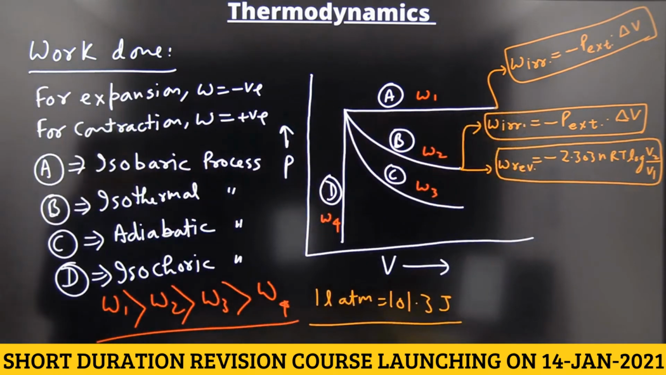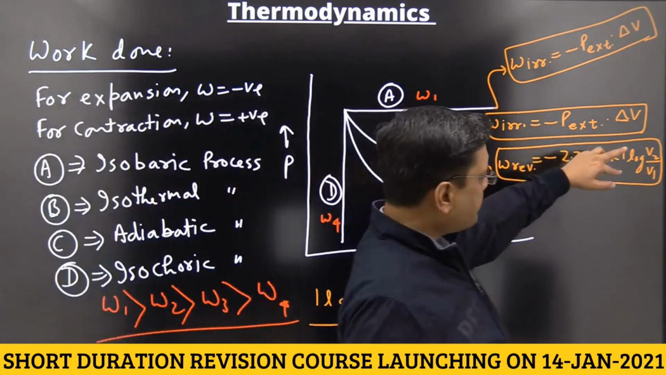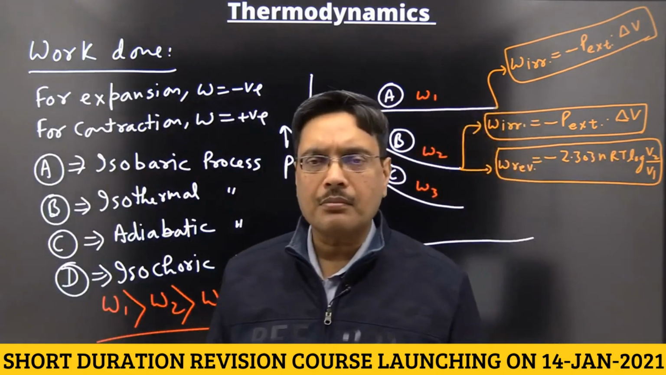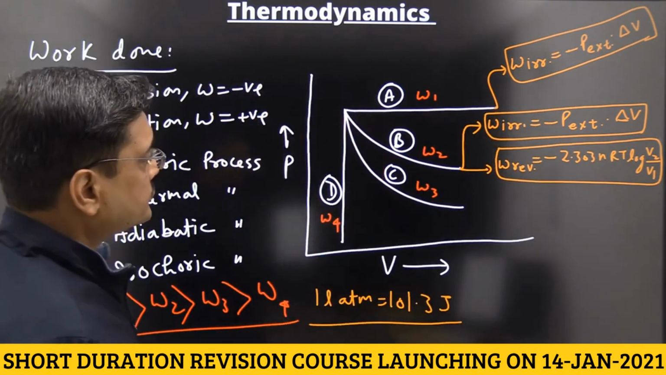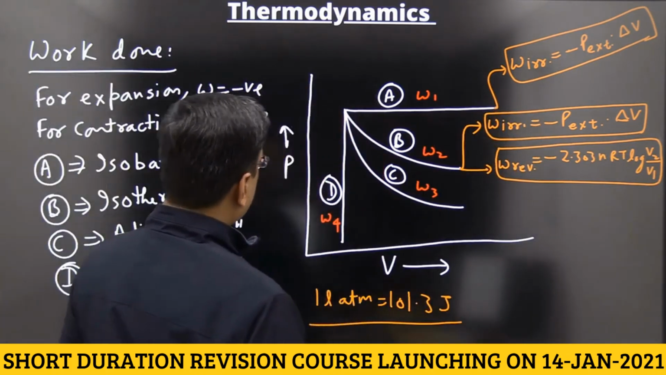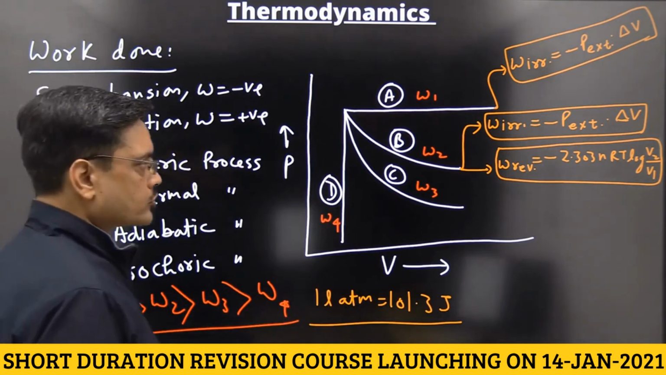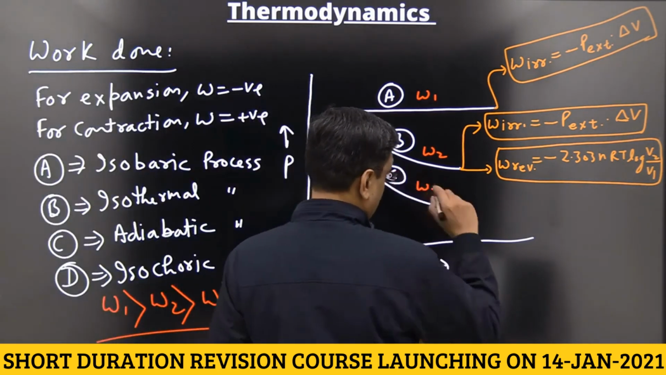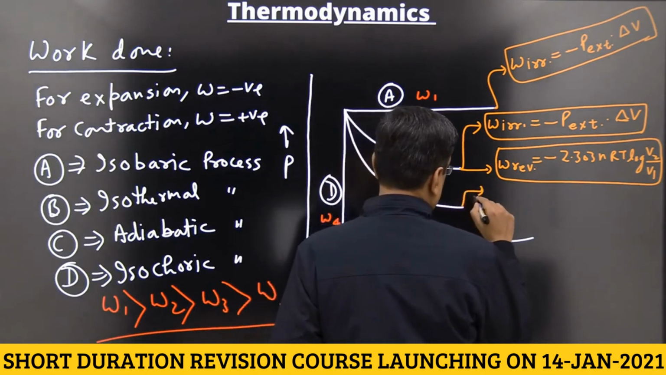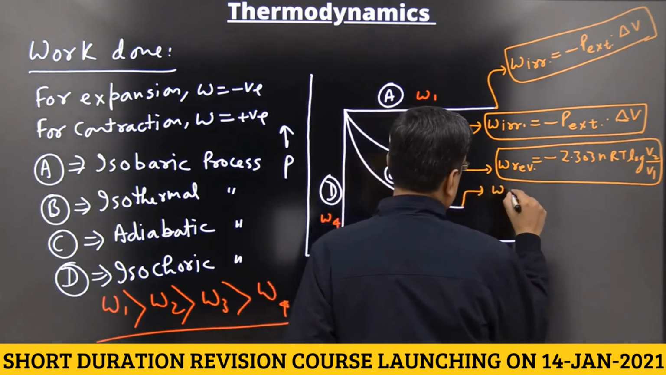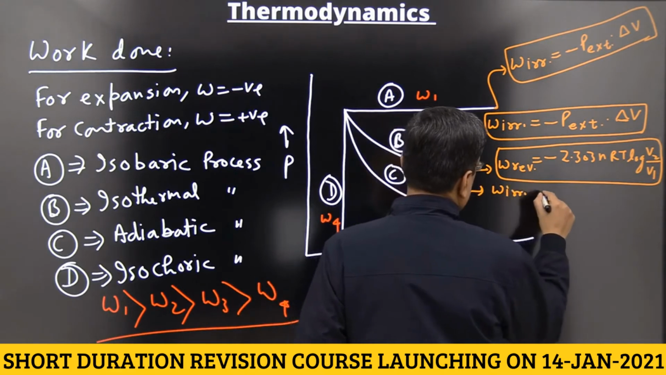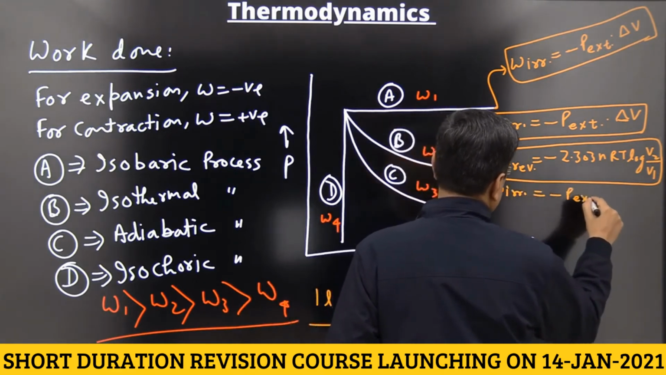W reversible is equal to minus 2.303 nRT log V2 by V1 or P1 by P2. Use this formula. Adiabatic process, actually adiabatic process is not in course, but here we tell the formula. Irreversible, same thing.